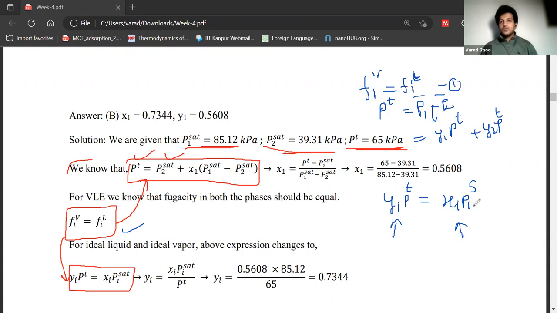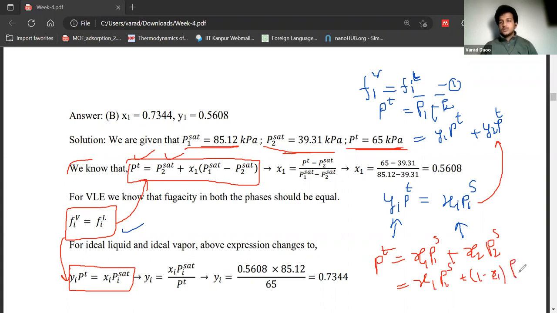So now you substitute yi Pt in here. What you get? Pt is equal to x1 P1s plus x2 P2s, where x2 for a binary is going to be 1 minus x1, right? So x1 P1s plus 1 minus x1 times P2s is nothing but Pt. When you do the rearrangement of this expression, you club together the x1 terms, and you end up with this expression.